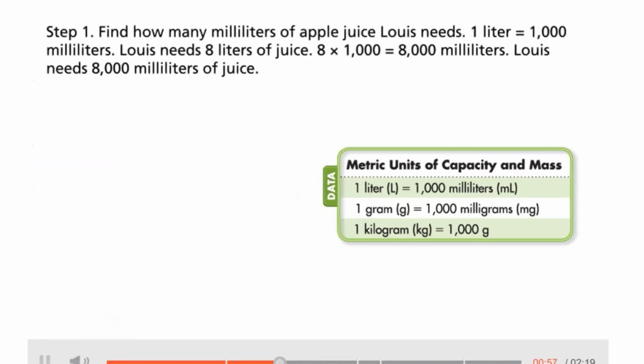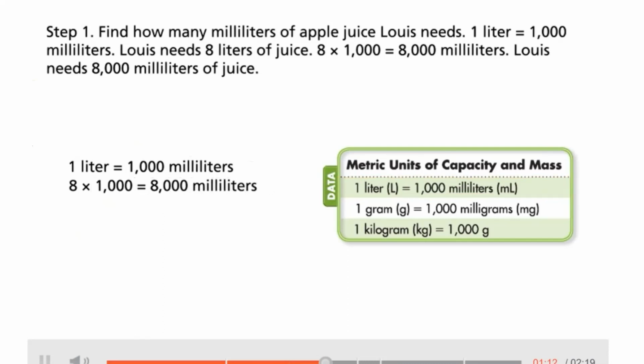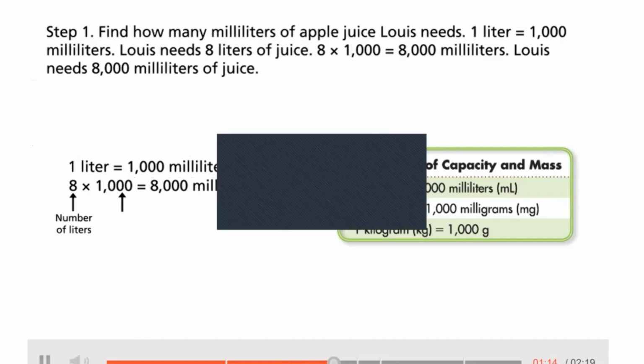Step 1. Find how many milliliters of apple juice Louis needs. 1 liter equals 1,000 milliliters. Louis needs 8 liters of juice. 8 times 1,000 equals 8,000 milliliters. Louis needs 8,000 milliliters of juice.